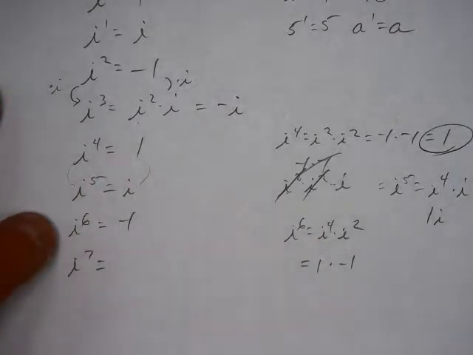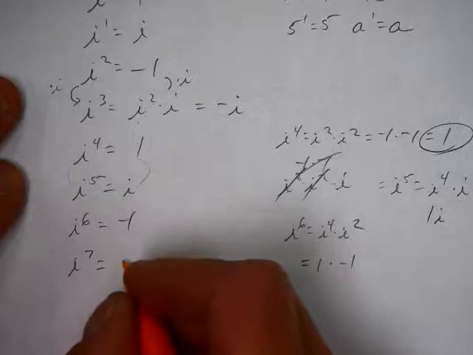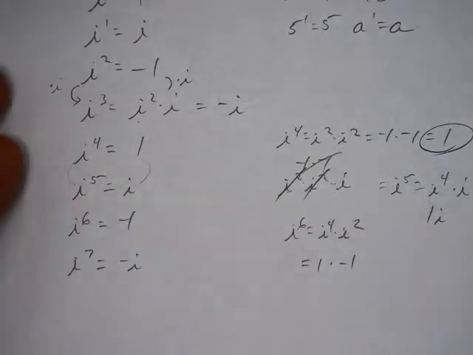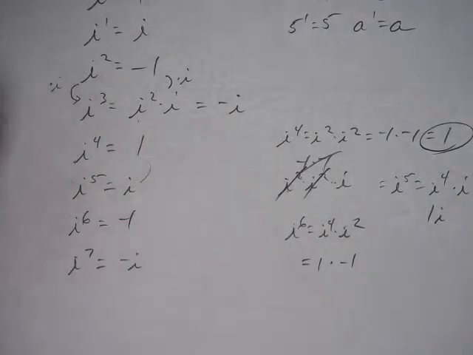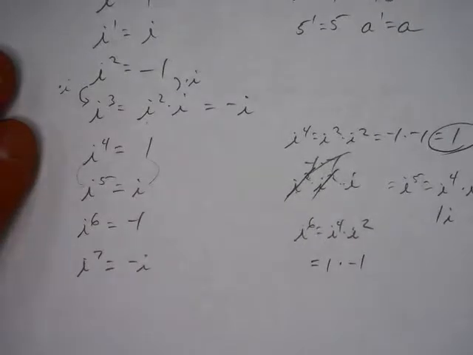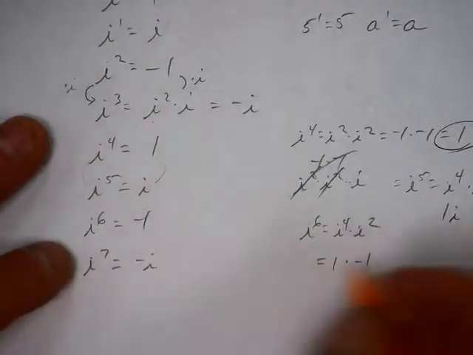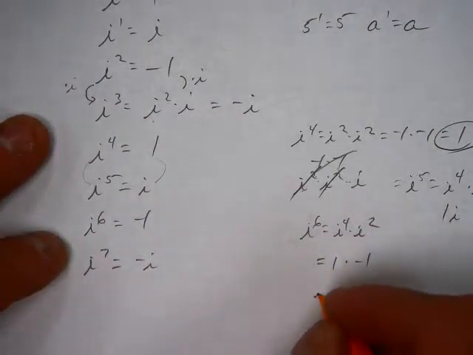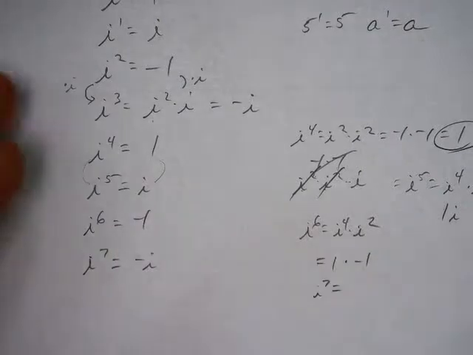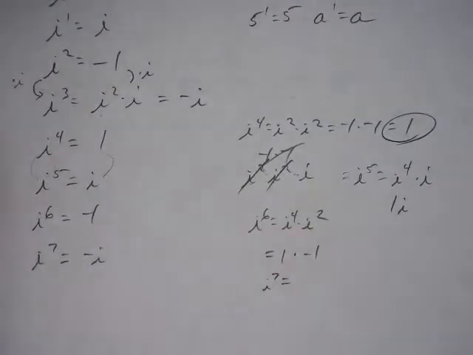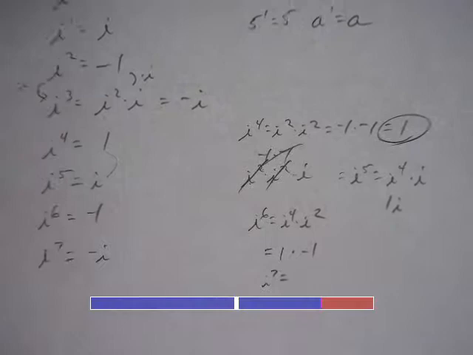I could do i to the 5th times i. Yeah, negative i. Ooh, you're starting to see a pattern. So I'm going to break this up here a little bit. If you wanted to, I could go like this. Check this out, Jack, and everybody else whose name is not Jack.